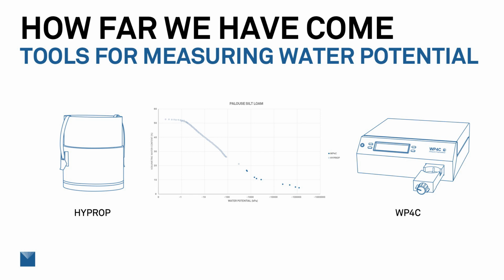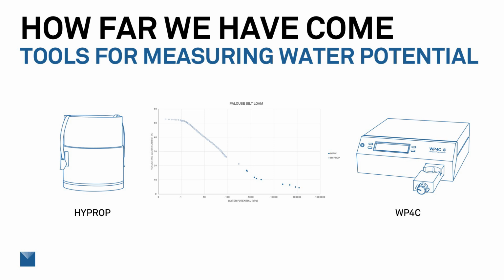And I would like to think back to where we were 15, 20 years ago. It used to take 3 to 6 months to get a full, highly detailed soil moisture release curve. And we've come a long way now. We still have a long way to go, but we've come a long way in terms of being able to measure the soil moisture release curve. We now have tools that can give us high detail soil moisture release curves in a matter of 2 weeks.